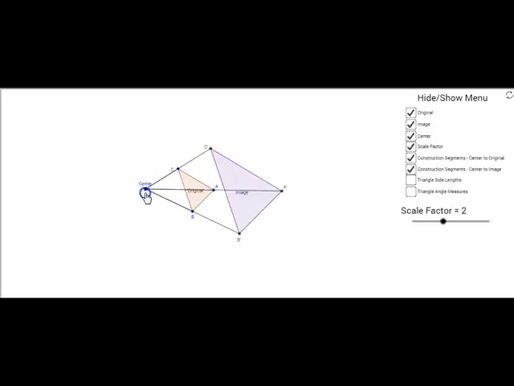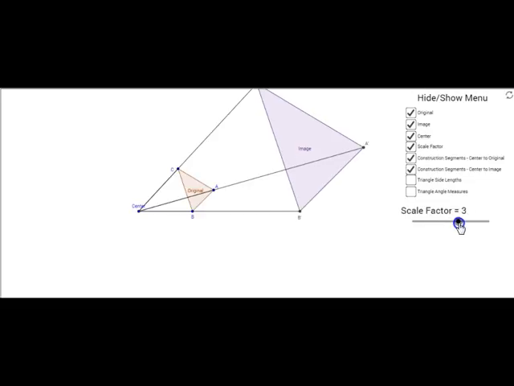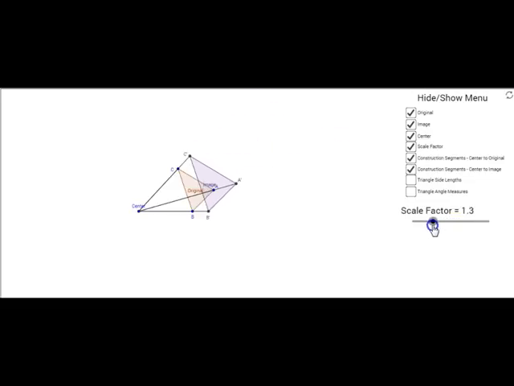Now, I could put this center anywhere I want, and I could as well enlarge this and say, actually, I want it to be 3 times as large. Or I could go down to a 1-to-1 scale factor. So the distance from the center to C remains the same, and C prime stays where it's at. Or if I multiply that distance by a number less than 1, it actually gets closer and closer to that center until it disappears to nothing.